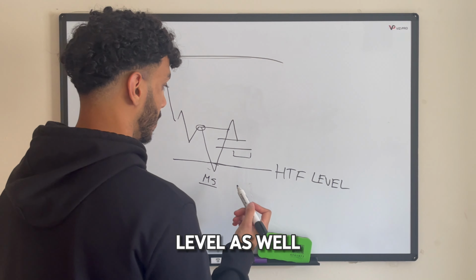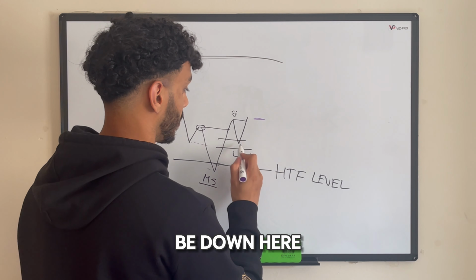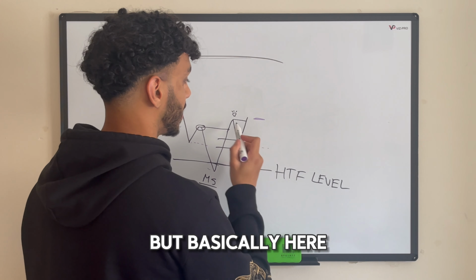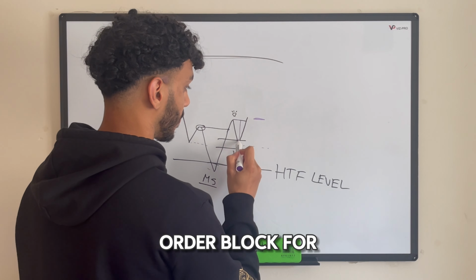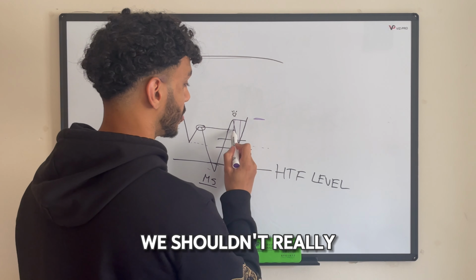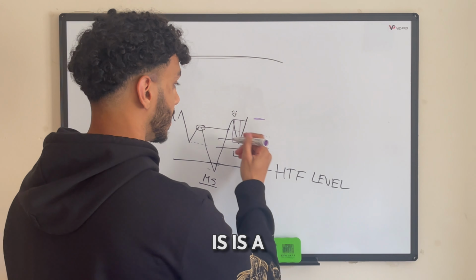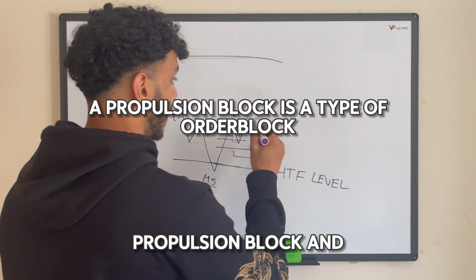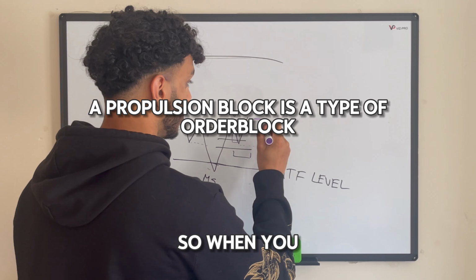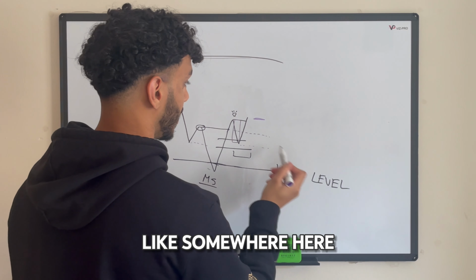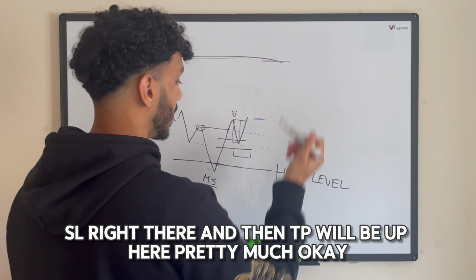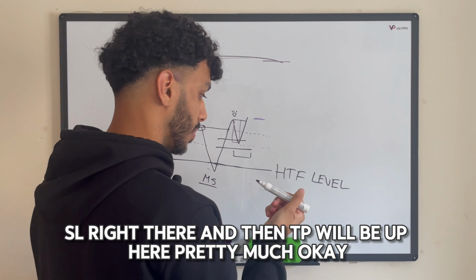SL will depend on what the setup looks like. It might be down here, might be at this swing low. But basically, here we'll have an order block. And really and truly, we shouldn't get past 50% of this order block here. This here is a propulsion block. And so when you go ahead, you enter somewhere here, SL there, and then TP will be up here, pretty much. Okay, so let me just draw on.